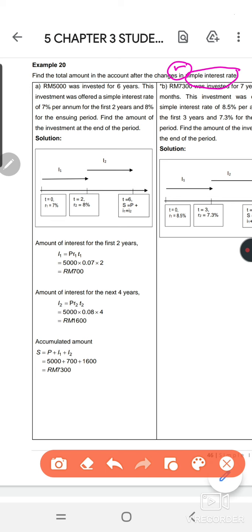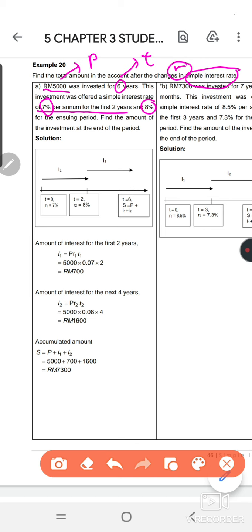Okay, so we discuss for example 20A, RM 5,000 was invested for 6 years. Okay, this one is P and then 6 years is T. Okay, this investment was offered a simple interest rate of 7% per annum for the first 2 years. Okay, 7% first 2 years and 8% for the ensuing period. Find the amount of the investment at the end of the period. So nampak tak, mula-mula dia offer 7% untuk first 2 years and then dia dah jadi 8%. Okay, so how to calculate this one?